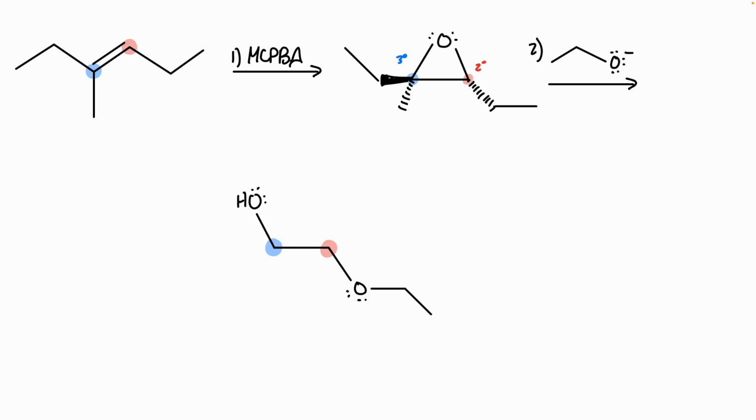And now I need to make sure to put in those stereospecific alkyl groups. On that red carbon, I had this ethyl group on a dash. That means I need to put in that ethyl group on a dash, right? We don't flip our dashes and wedges or anything like that.